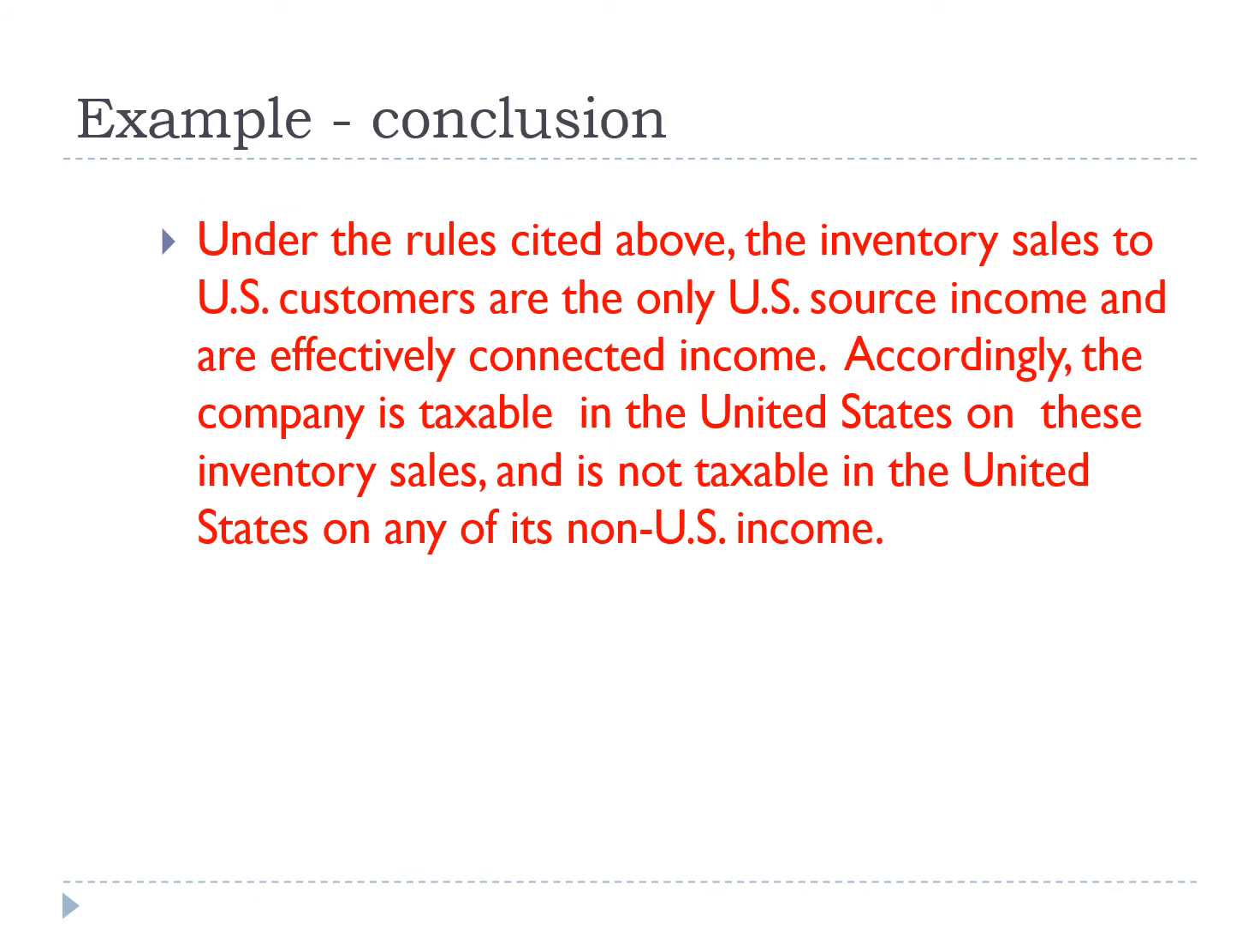So the conclusion: under the rule cited above, the inventory sales to U.S. customers are the only U.S. source income and are effectively connected income. Accordingly, the company is taxable in the United States on these inventory sales and is not taxable in the United States on any of its non-U.S. income.